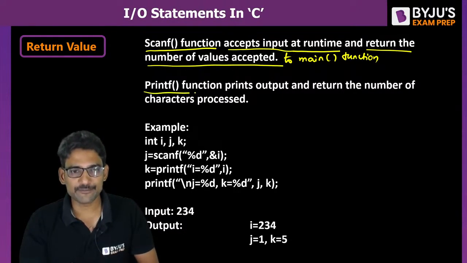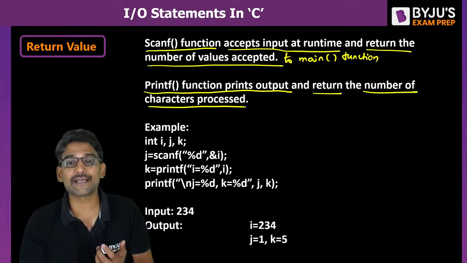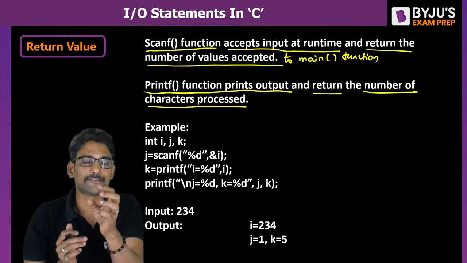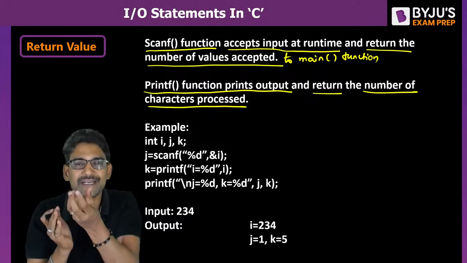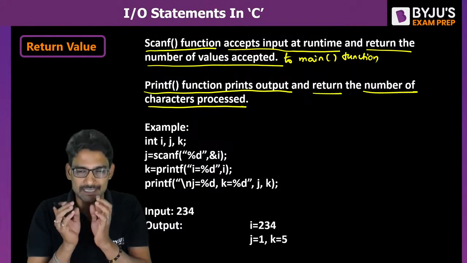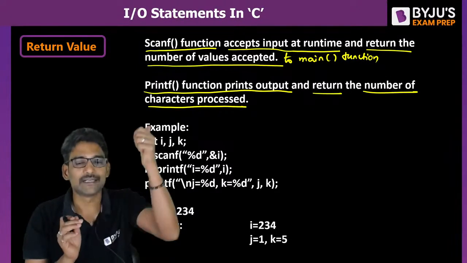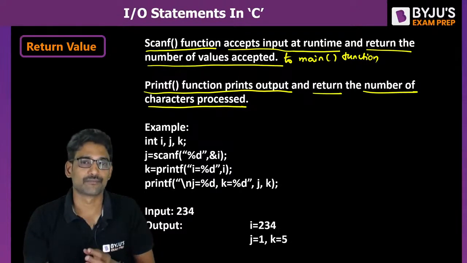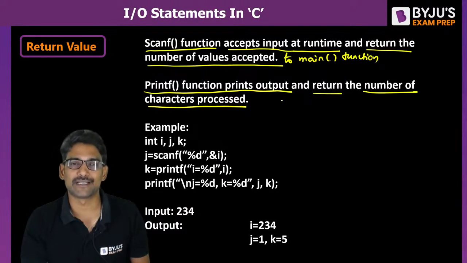Similarly, the printf function prints output, and it also returns the number of characters processed. Please understand the difference between scanf and printf. Scanf will not count how many characters or digits of input you have given. It just counts for how many variables you have given the input, and that it gives as the return value to the main function. But printf will count how many digits and characters of output it printed and return that to the main function.